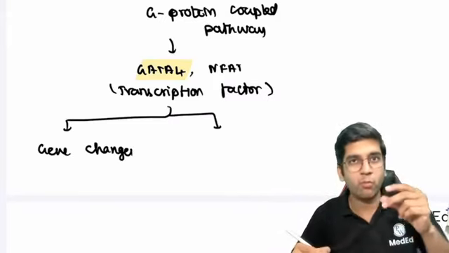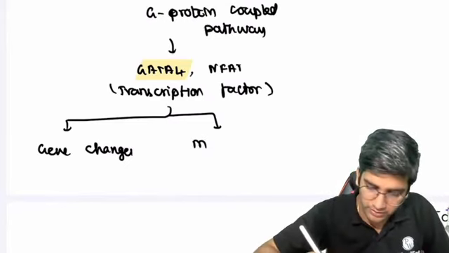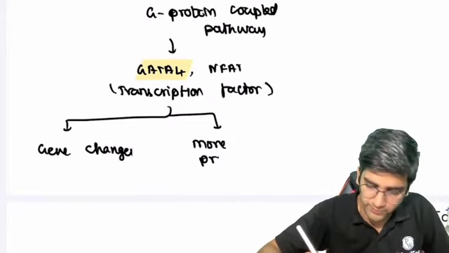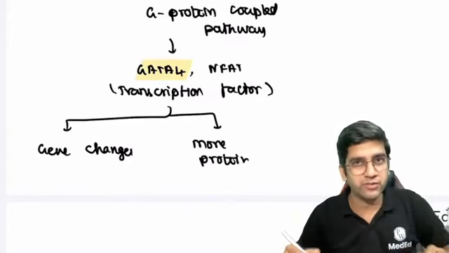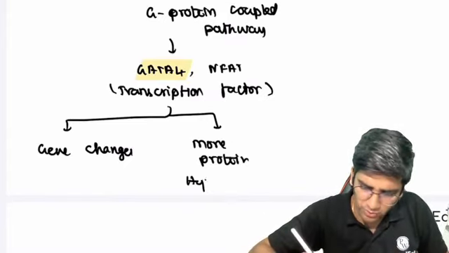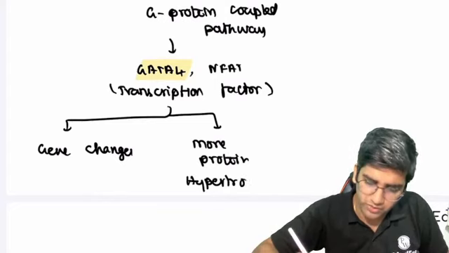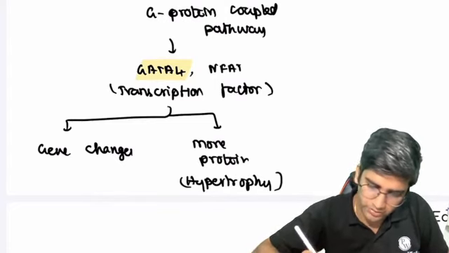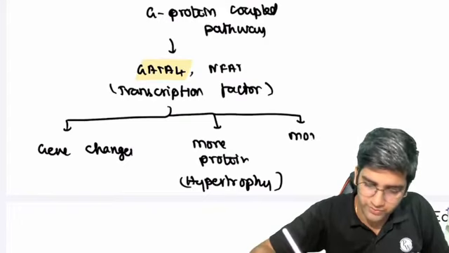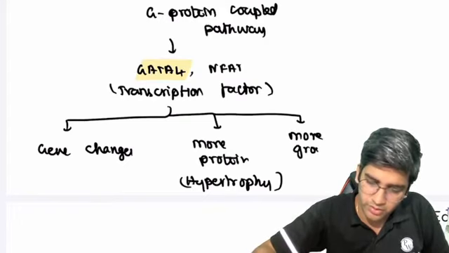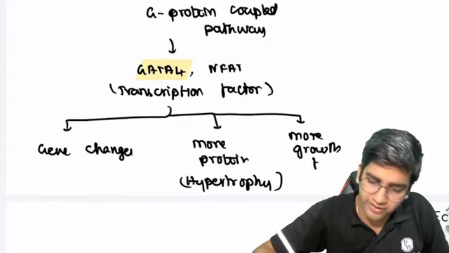Second, it will cause more synthesis of proteins. You'll have more proteins there. When there is more protein, what will happen to the size of the cell? Obviously, it will become hypertrophy. It's all about hypertrophy; it becomes more. Okay? It's not just that, it produces more growth factors.